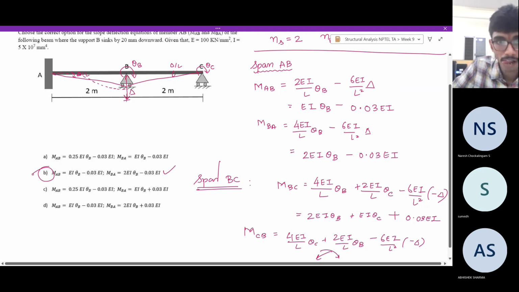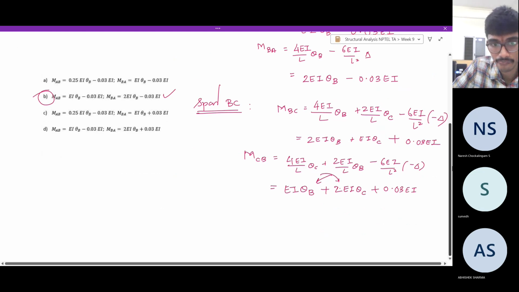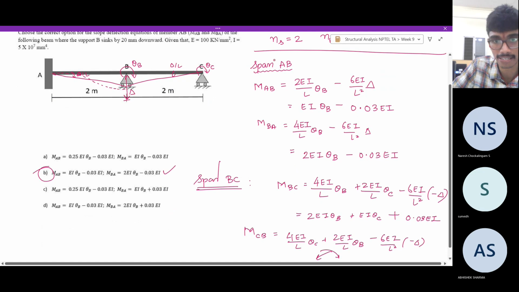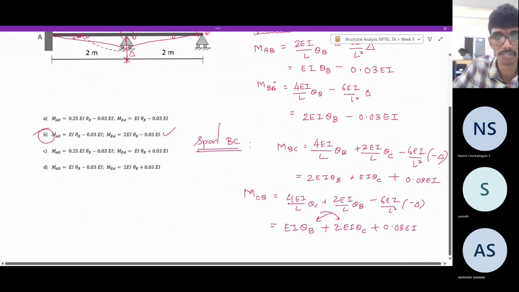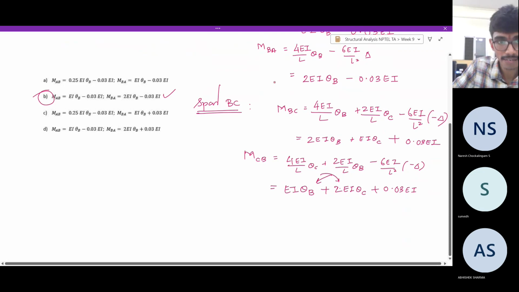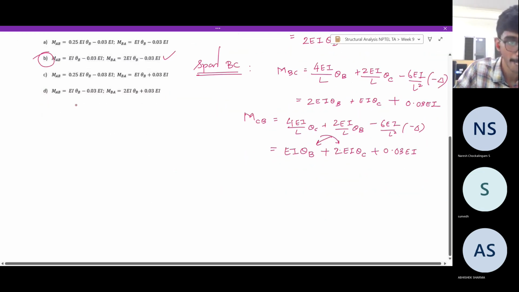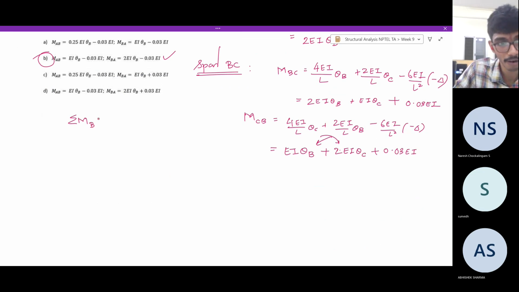Now here is the trick. There are two degrees of freedom and two spans over which we have written the slope deflection equations. To determine these, we need to enforce equilibrium at the location of the 2 degrees of freedom. The summation of all moments at the point B is equal to 0, and the summation of all moments at the point C is equal to 0. So what is the moment that is coming at C? It's only MCB, which means MCB is equal to 0.